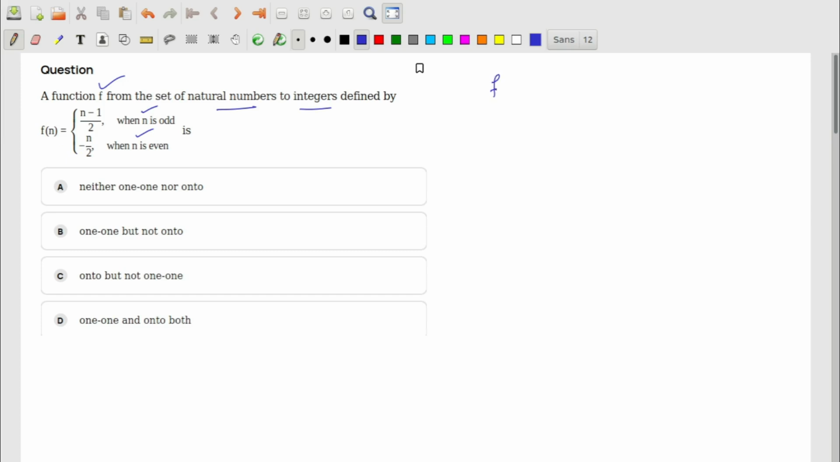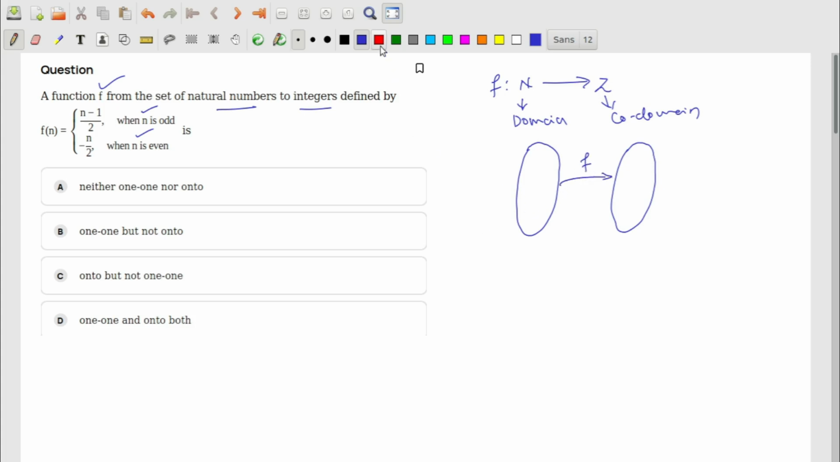So the function f is defined from natural numbers to integers. So this is our domain here, and this one is the codomain. Or if you want, you can just take two sets, set A all the natural numbers, set B all the integers, and these two are mapped by the function f.